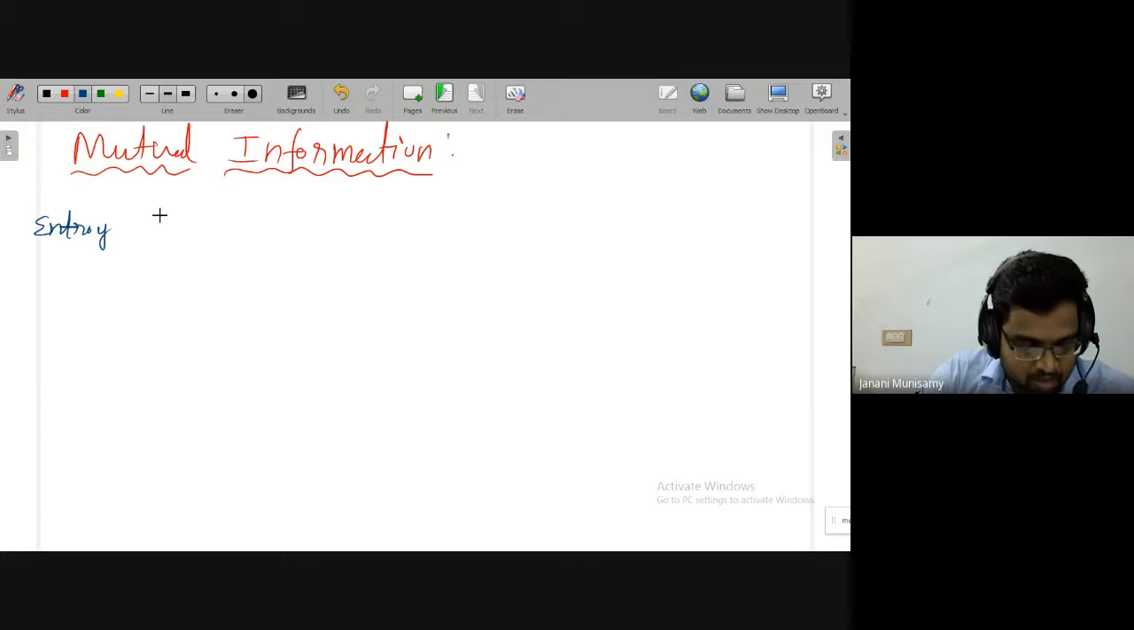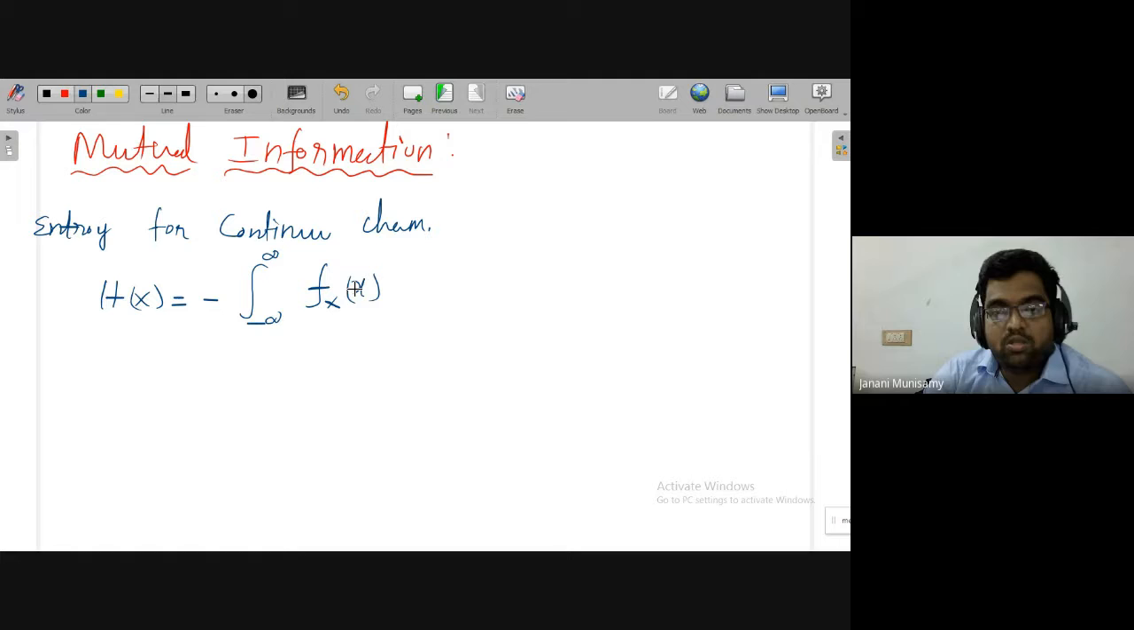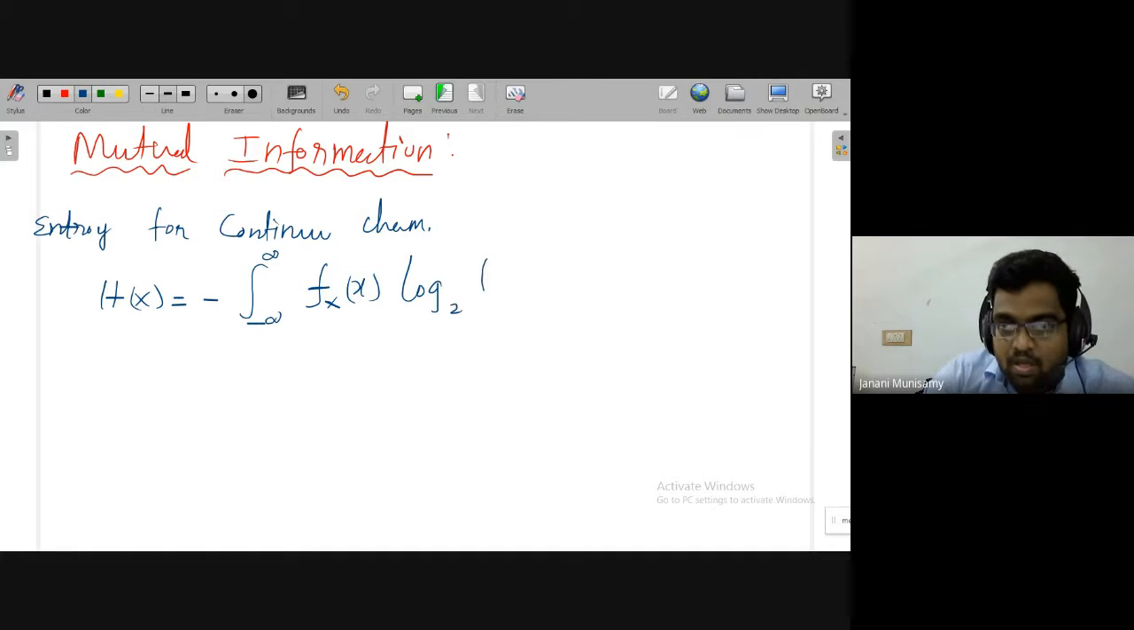Entropy for continuous channel. Say h of x, if the distribution is continuous, then instead of summation, we will use integration, from minus infinity to plus infinity. Instead of probability, here we will use PDF, probability density function, log base 2 f x of x, then dx.